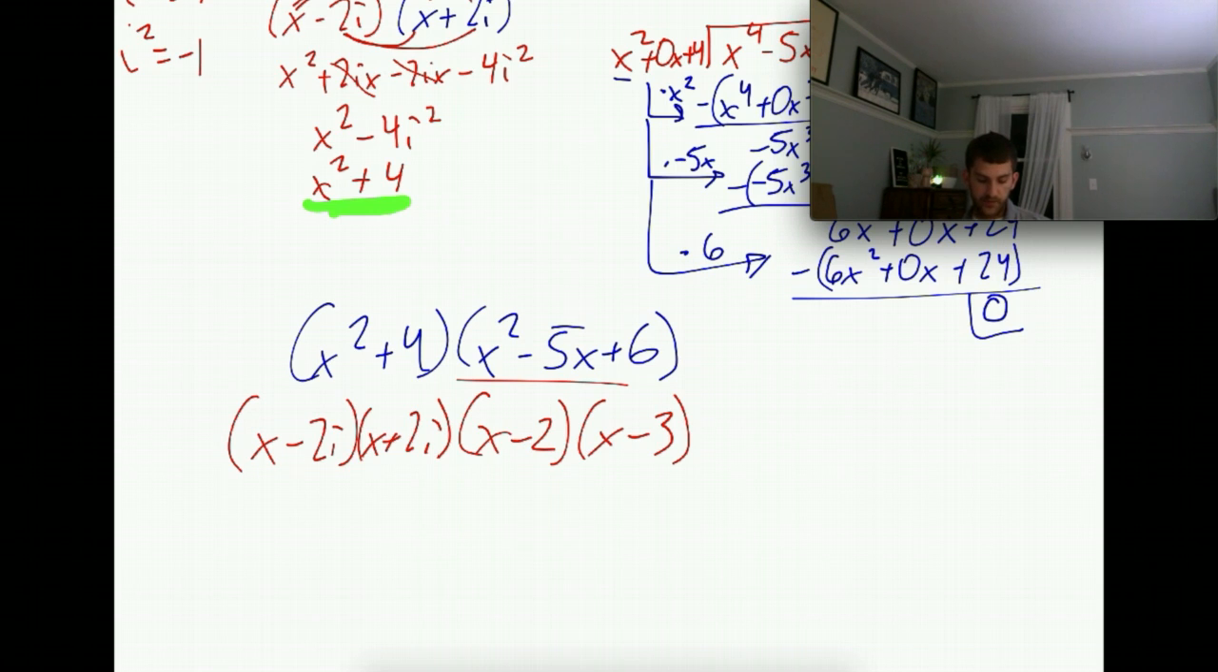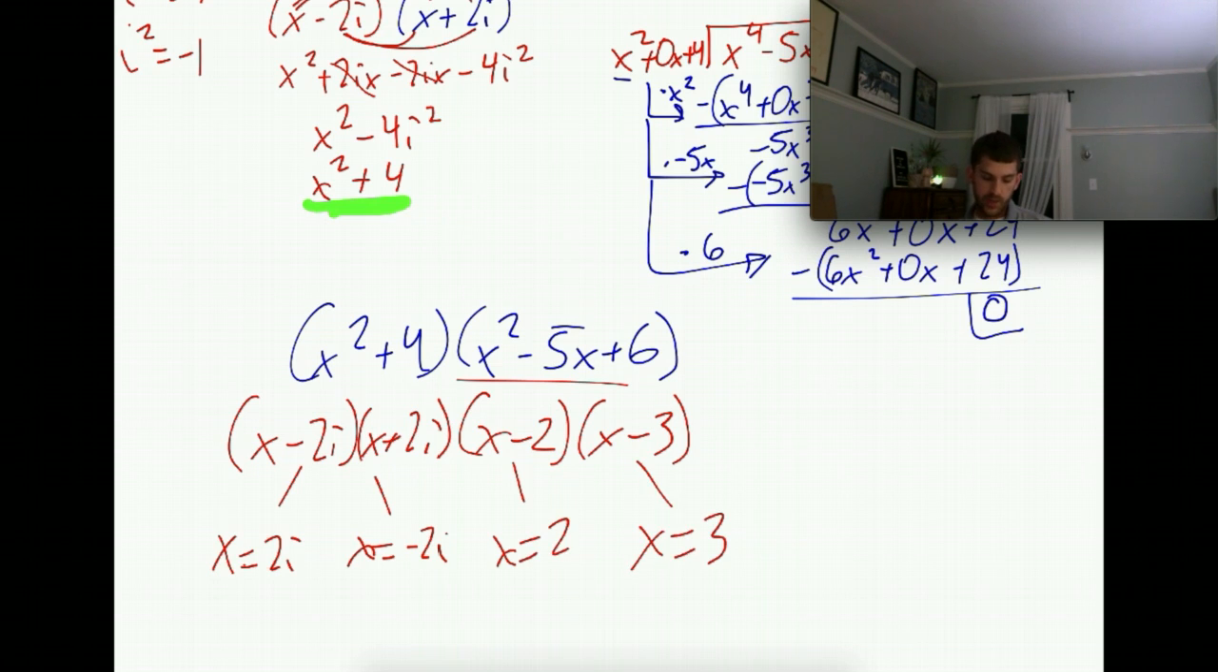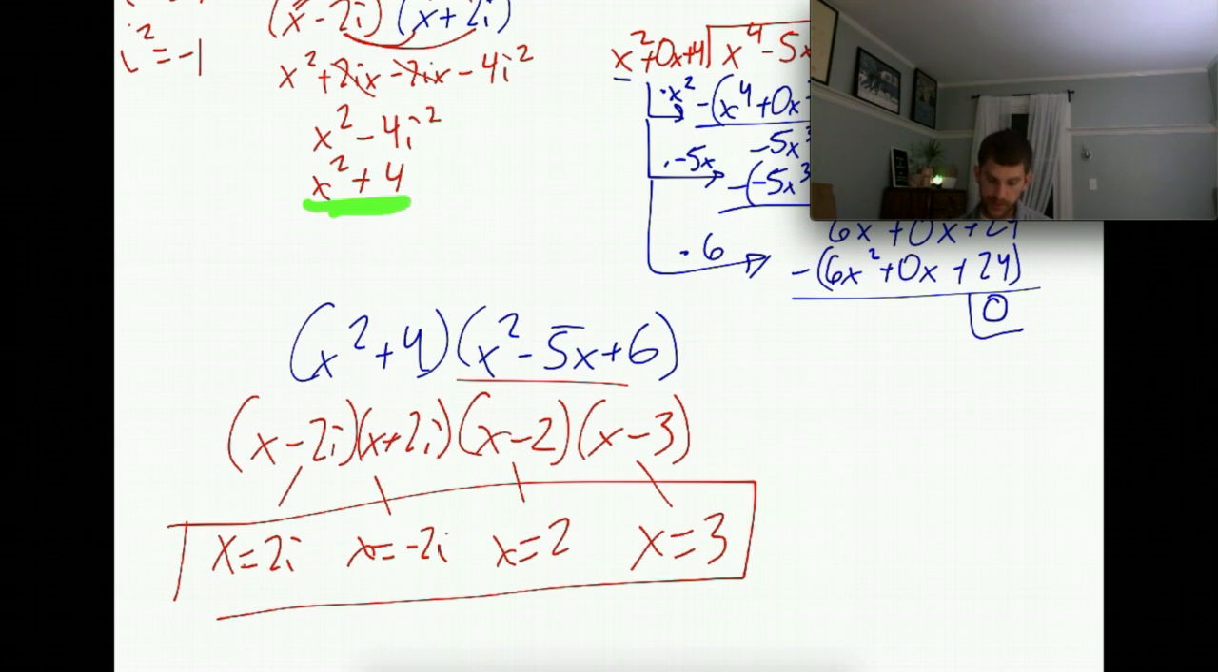So now we can find all four zeros. These are the ones that we already knew: x equals 2i, x equals negative 2i, and then we end up with x equals 2 and x equals 3. So we have 4 different zeros, 2 of which are real, 2 of which are complex.